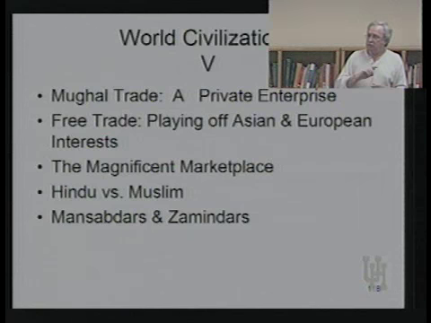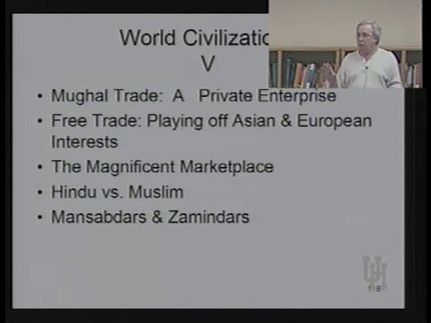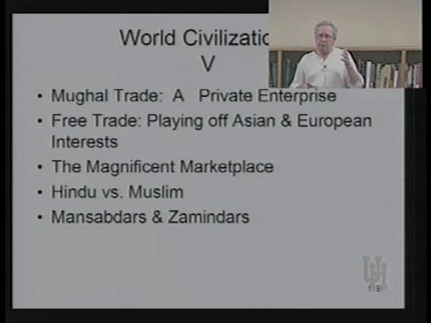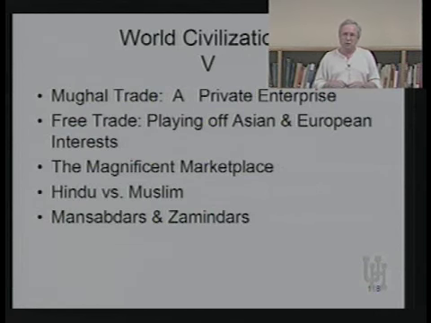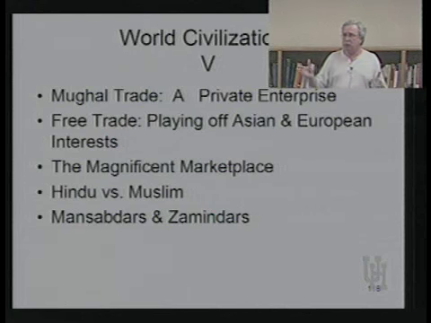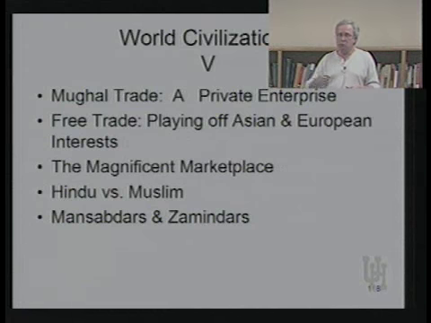Now, one difficulty that always arises with this kind of arrangement is that the ruler then has a problem of exactly how to deal with these appointed administrators. If he leaves them there for a long period, perhaps even generations, with one generation after another inheriting the position, there's the danger that that official, that mansabdar, will develop close ties to the local population and use that base of support to challenge the ruler for control. So you have the danger, if you leave these people in place too long, they will become effective rivals.